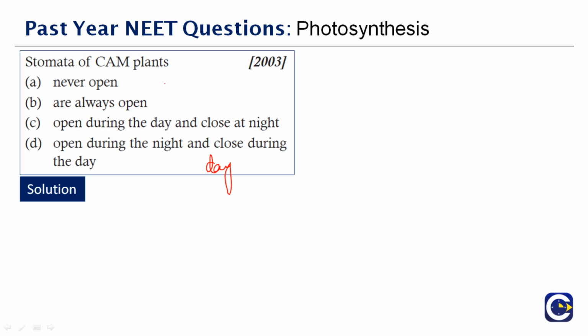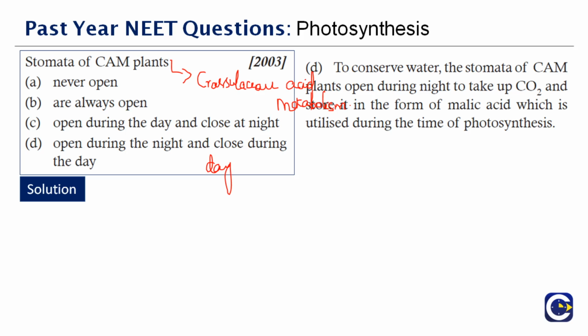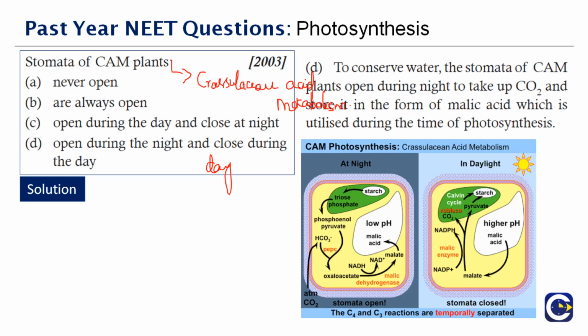Okay, so I already told you the full form of this. Can anybody recall it? It is called crassulacean acid metabolism. That is the full form of CAM. The thing to be noted here is, it is a carbon fixation pathway, especially for the plants that exclusively adapt themselves to arid conditions. Here the stomata will be closed during the day and open during the night. Therefore the correct answer to this question is option D.